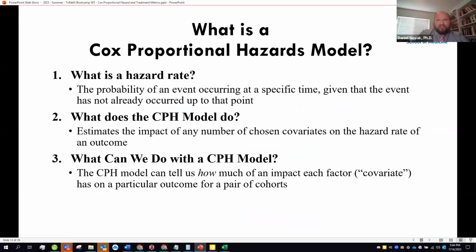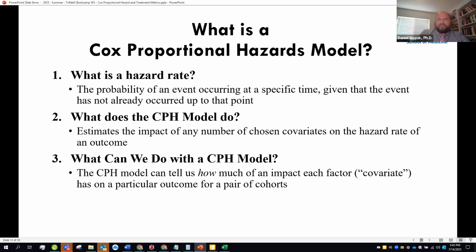And you'll remember this from your Kaplan-Meier analysis, which gives you a hazard ratio or hazard rate as part of your analysis. It tells you how likely somebody is over time to develop that, where your two components are risk and time. So the Cox Proportional Hazards Model estimates the impact of any one of a number of chosen variables on the hazard rate of an outcome. So you can load in an unlimited number, and we'll talk about this in a moment, of individual factors, covariates, into this model and see how predictive each one is, or how much of an impact each one makes on that final outcome.